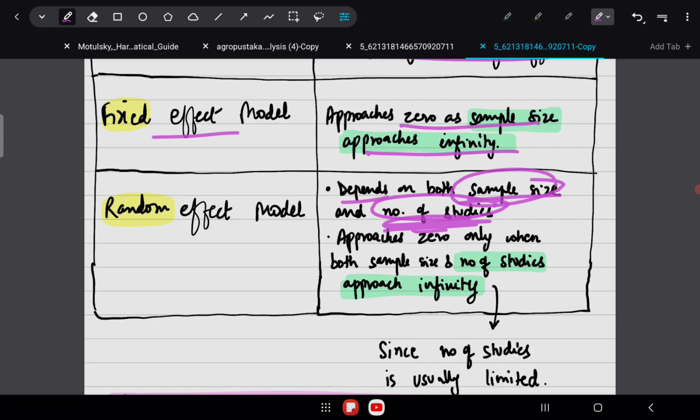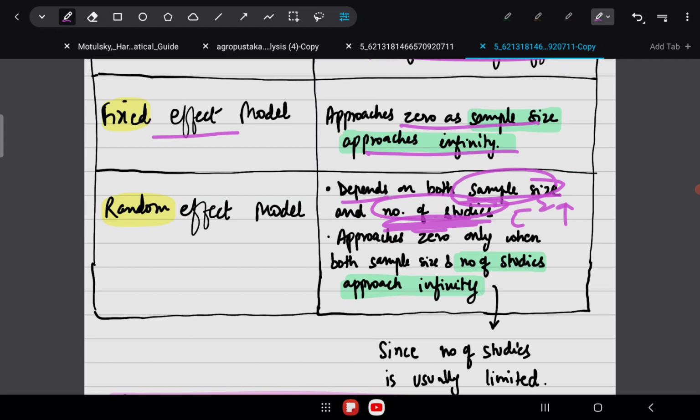Sometimes we have to do random effect modeling and we don't have enough studies, and in that case the tau square is big, right? I'll come back to this problem later on, but what I want you to know is that in random effect modeling, the number of studies is also important.